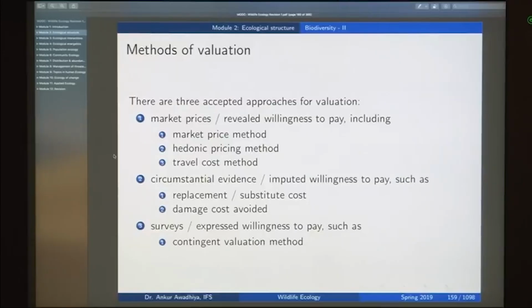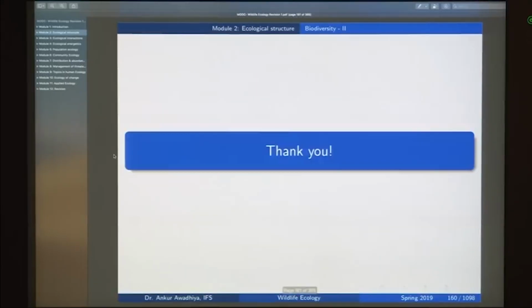Now we looked at the methods of valuation. You can have the market price method or revealed willingness to pay. In this case people are actually paying for different things and you add up the cost to get to the market prices. Then you have the circumstantial evidence or imputed willingness to pay, such as replacement cost or damage cost avoided. Here we were asking what the cost would be to maintain the services this biodiversity was giving you if you removed it, and if you compute the cost of that replacement or the cost of the foregone benefit, that is the imputed willingness. The third method is contingent valuation, where you ask people how much they are willing to pay to conserve this particular biodiversity. So we can have different methods of valuation.